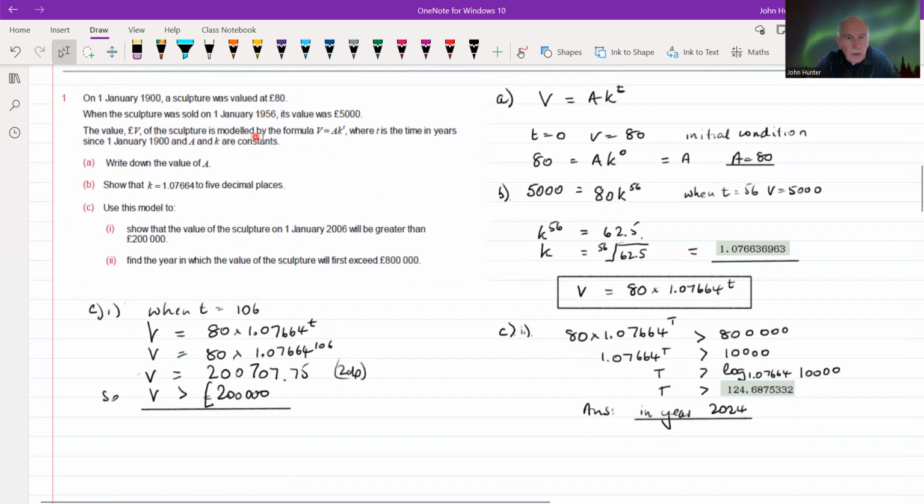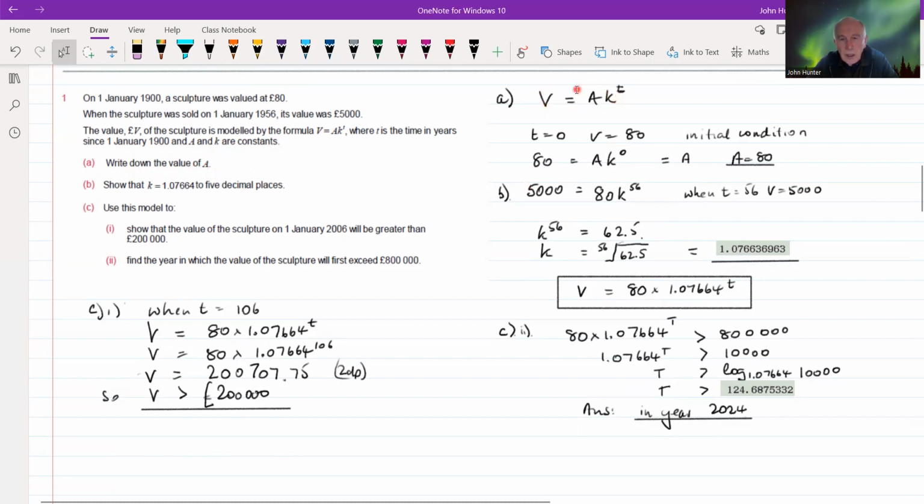Okay, so we're given this model. V, the value, is equal to A times K to the power of T. The T is the time in years since this start point here, 1900. A and K are constants. Write down the value of A.